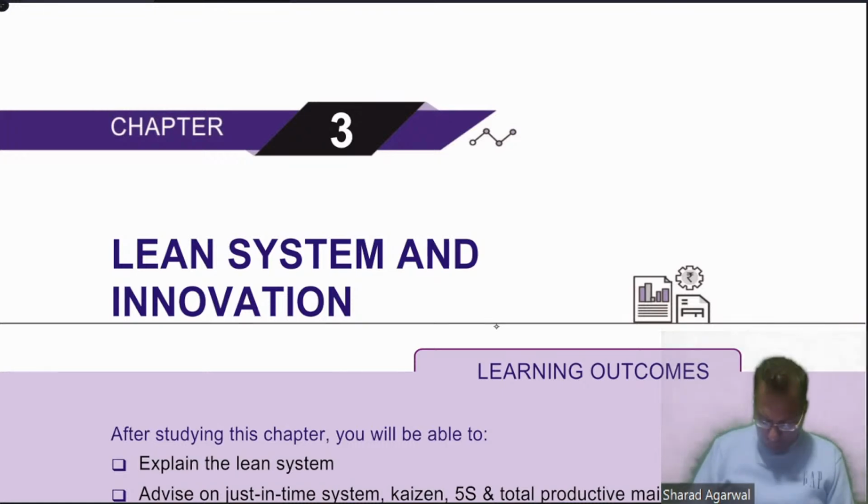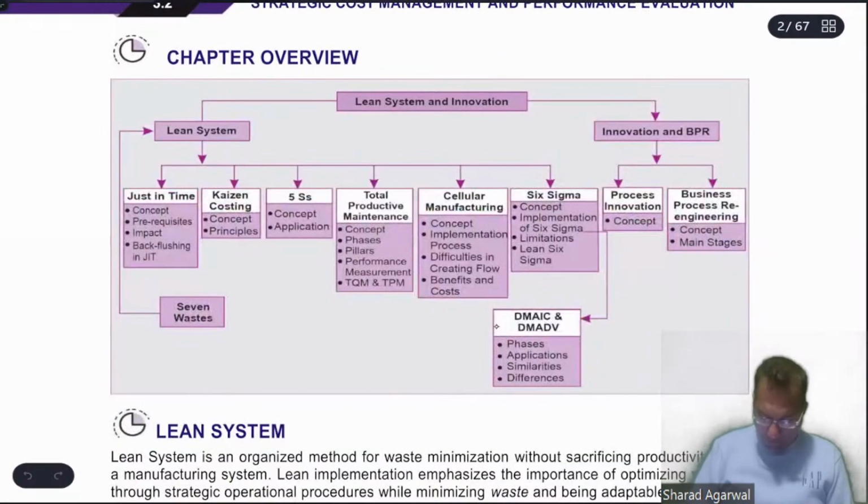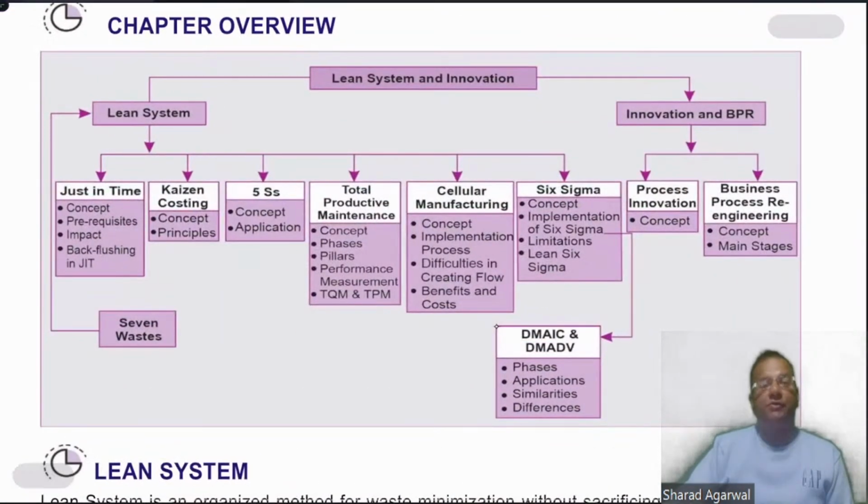Okay, beta? A diagram is given on page number 2 regarding what we have to cover in this chapter. I already told you it's the combination of 2 topics, lean system and innovation. Lean system consists of 5 topics. Through these 5 topics, any one or a combination of 2 or more, the objective of lean system is accomplished.